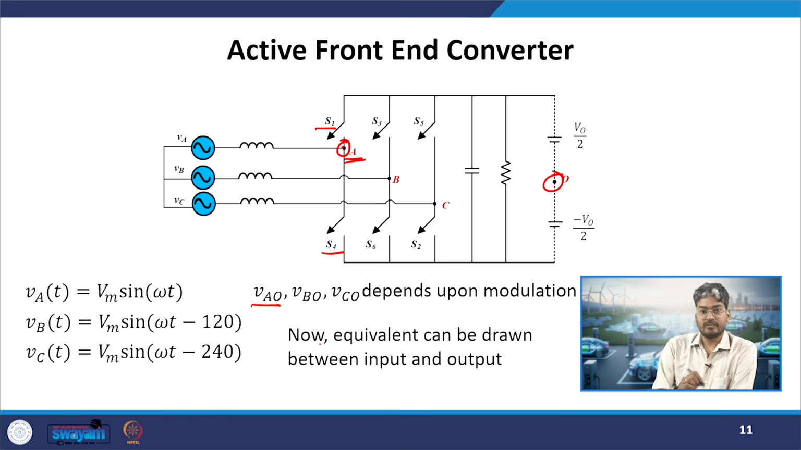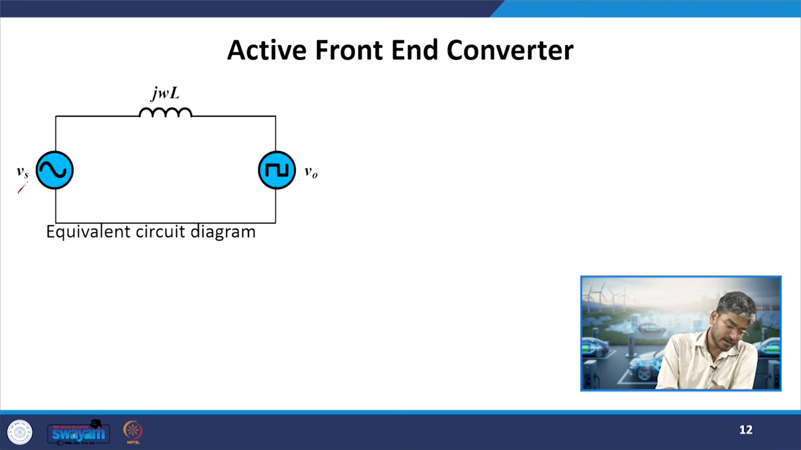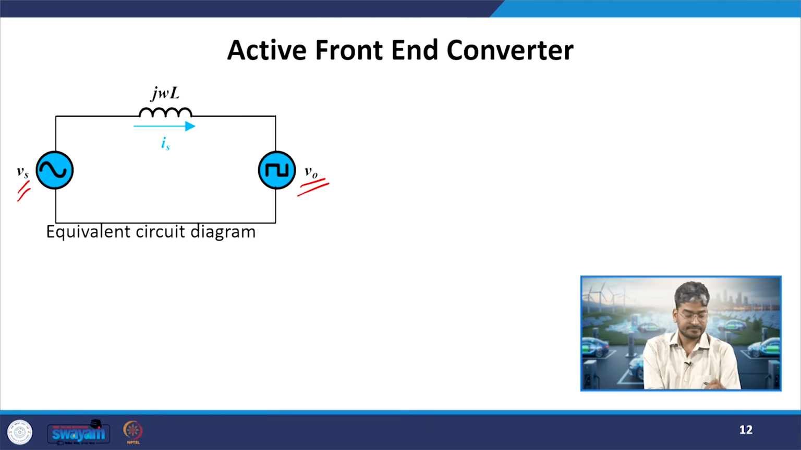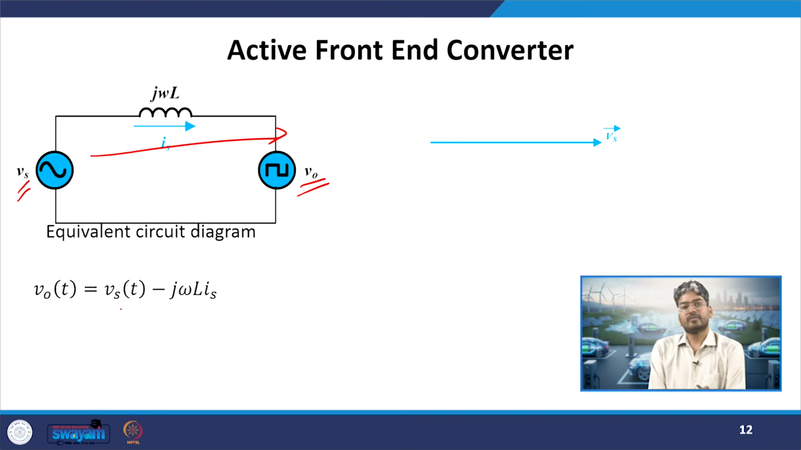So now let us see what will be the equivalent circuit of this entire converter if I want to simplify it. This is the simple way of representing our three phase VSI circuit, where we have the source on one side and the converter on the other side. So here, why do we call this an active front end? If I want to send the power from the supply into the charger, what will be the voltage? V0 will be equal to the supply voltage minus j omega L Is.